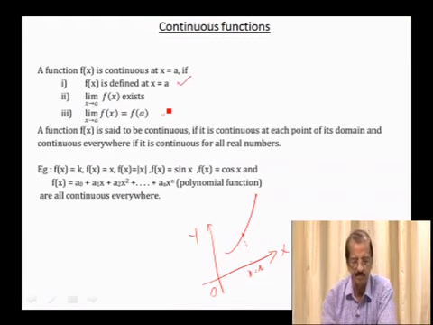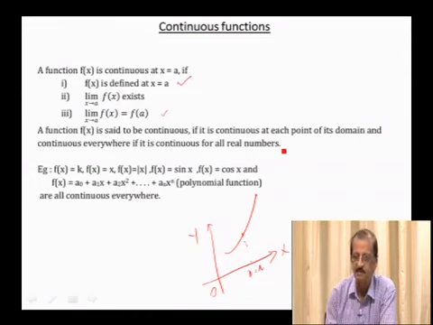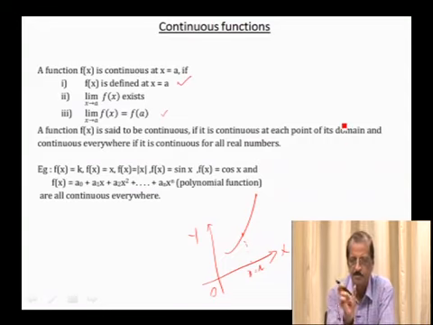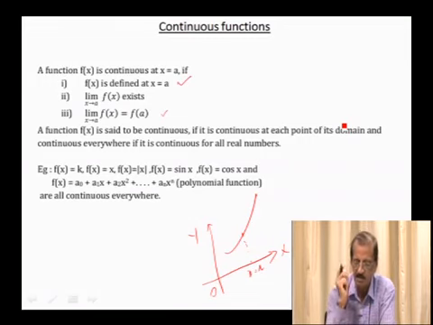So f(x) is said to be continuous if it is continuous at each point of its domain, and continuous everywhere if it is continuous for all real numbers. For all numbers, that is, if it is in some interval, it is continuous at each point of its domain. Every point in that interval, all points in the domain. Suppose it is continuous for all x, then we say continuous everywhere.